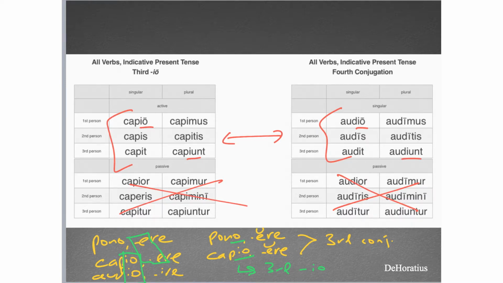The fourth conjugation will use long I's instead of short I's. You can see the macrons over the I's. That's not a difference we're going to worry too much about. So they're going to appear to be the same.